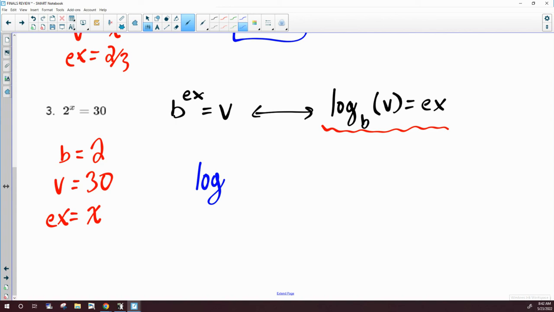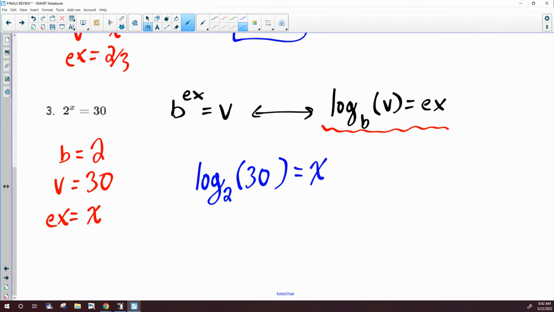We need a b. What's our base? 2. So give it a little 2 for a base. In parentheses, we're going to have our value. What's our value? 30. And this is equal to the exponent, which is what's unknown, the x. There's our rewrite. Now we have to evaluate it or solve it. And can we just type in log 30, enter? Why not?